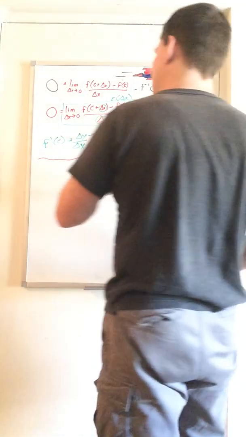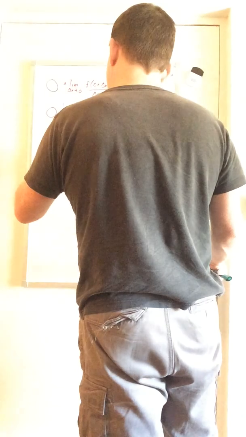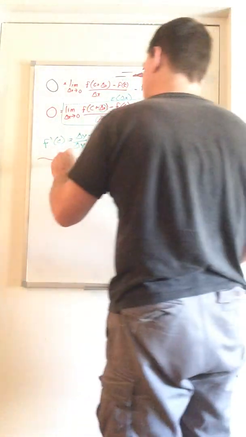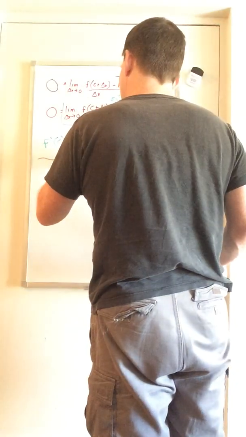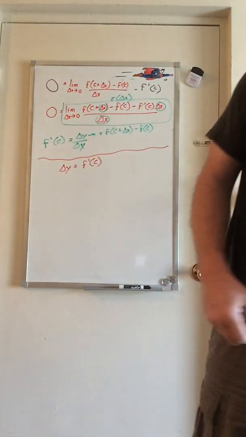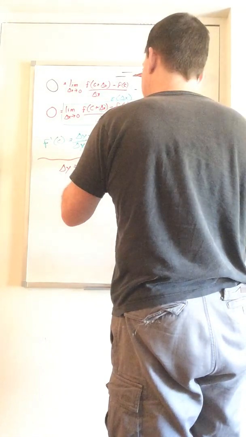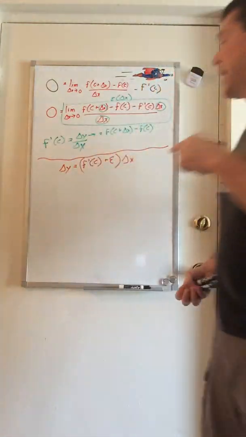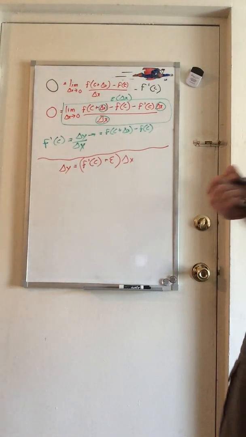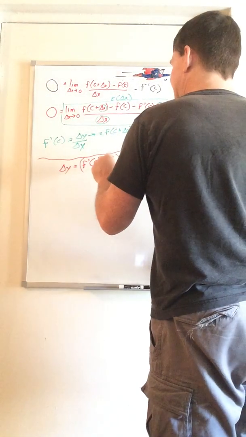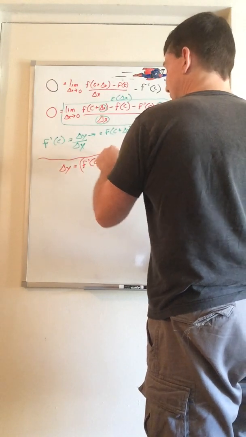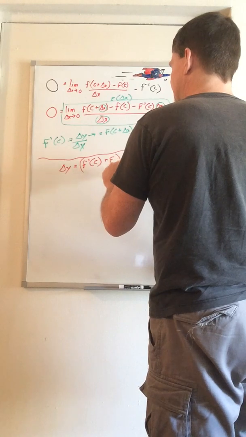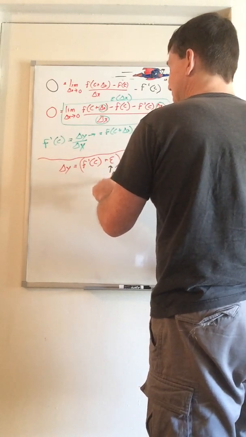But now we can say delta y is equal to f prime of c plus epsilon times delta x. And one thing I would point out right here, keep in mind this epsilon right here is really this function epsilon of delta x. Your book is writing it in this notation.